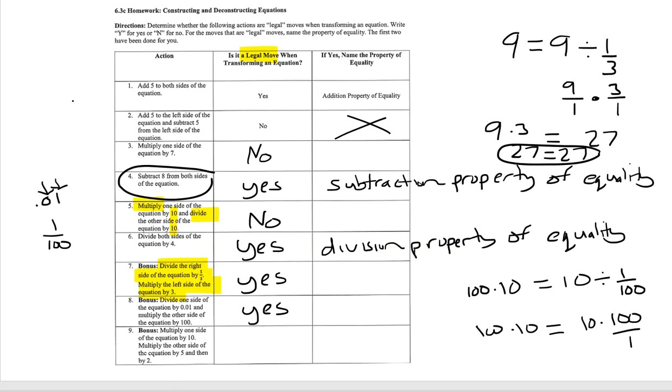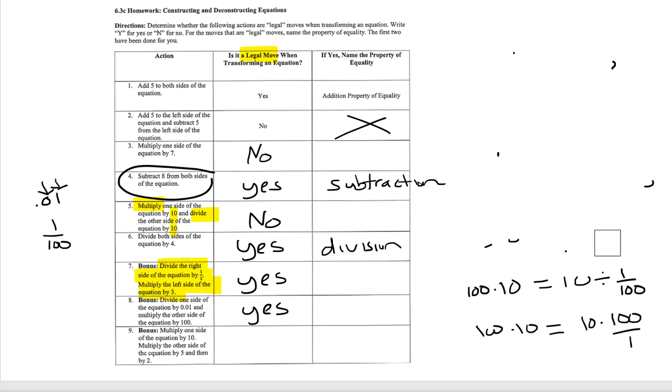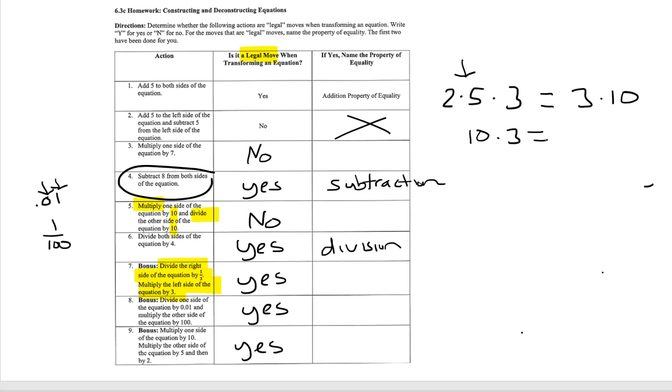Okay, and then the next one, if we multiply one side of the equation by 10 and we multiply the other side of the equation by 5 and then 2. So let's just go ahead and say our equation is 3 equals 3. Let's say we multiply one side of the equation by 10 and we multiply the other side of the equation by 5 and then by 2. We could say, yeah, that is a legal move, because this would really be a 10. So we're really multiplying both sides of the equation by 10.